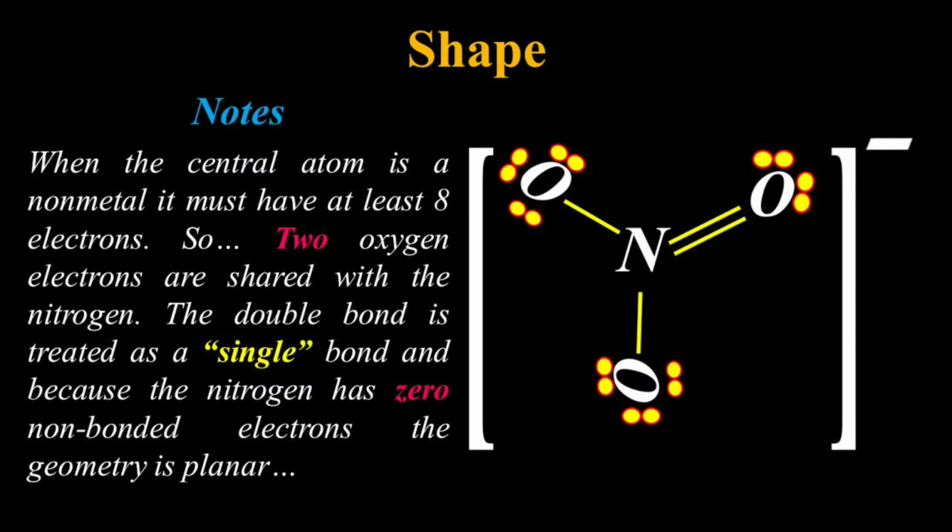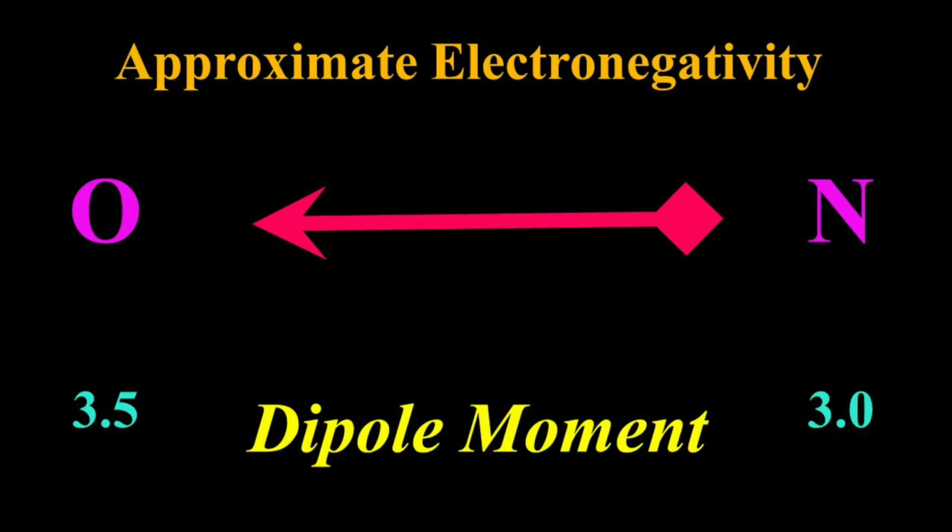So it says in the note, when the central atom is a non-metal, it must have at least 8 electrons. So 2 oxygen electrons are shared with the nitrogen. The double bond is treated as a quote-unquote single bond. And because the nitrogen has 0 non-bonded electrons, the geometry will indeed be planar. So you're going to have that 1 double bond there. Some of the bond angles might be a little bit off, but it will be planar.